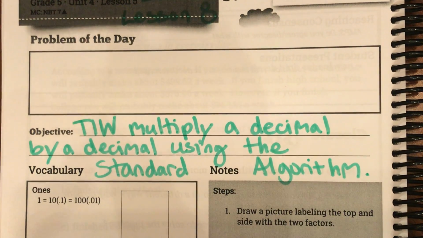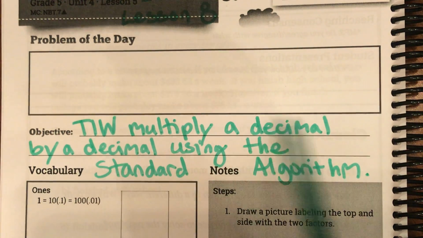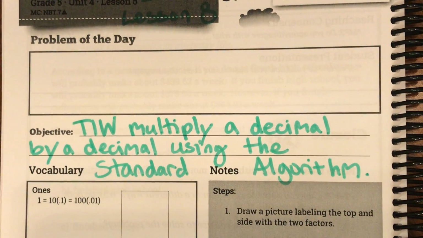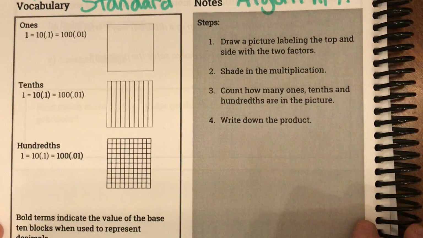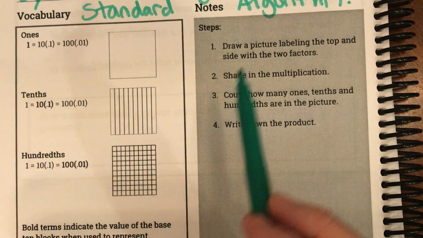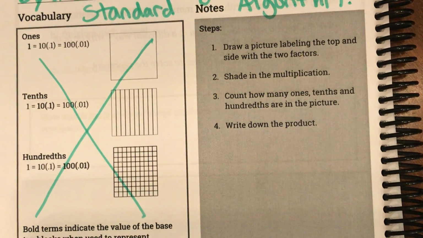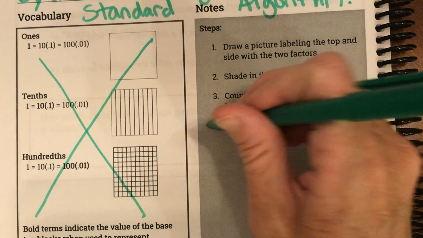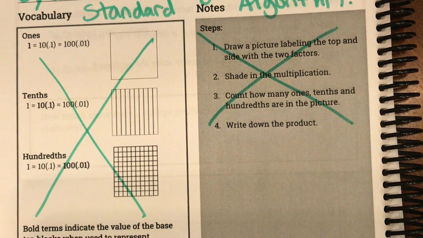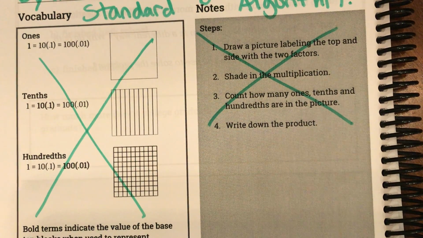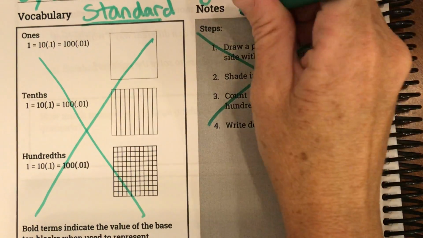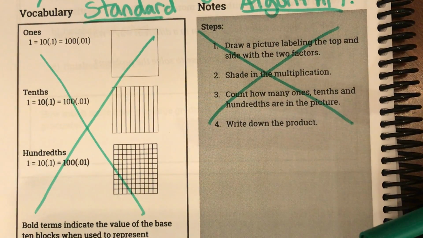For the past few days, you've been practicing multiplying a decimal by a whole number. The difference today is it's going to be 2 decimals. Just like we did before, we are not going to use the area model or the distributive property strategies the lesson teaches. We're only using the standard algorithm.